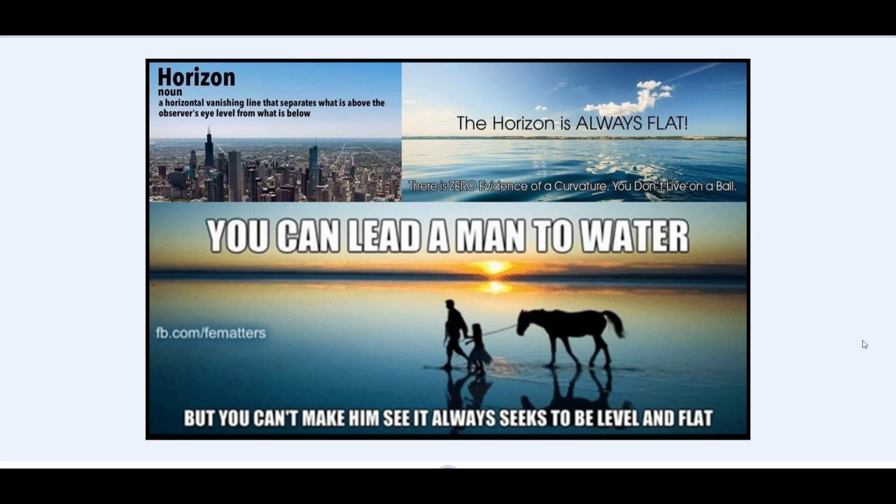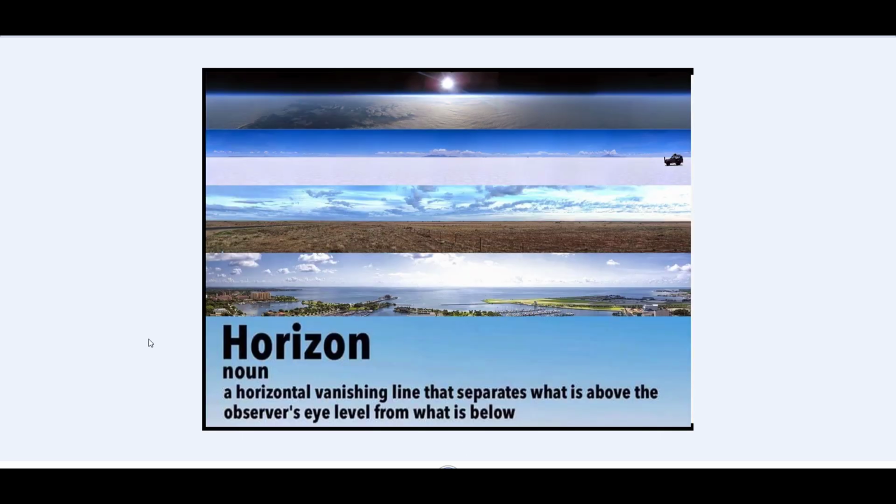The horizon is the horizontal vanishing line that separates what is above the observer's eye level from what is below. The horizon is always flat. There is no evidence of curvature. No matter what the height is, whether you're at ground level or several feet or meters in the sky, or kilometers, it is always eye level.